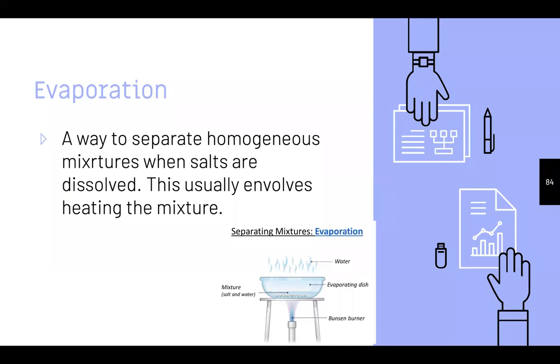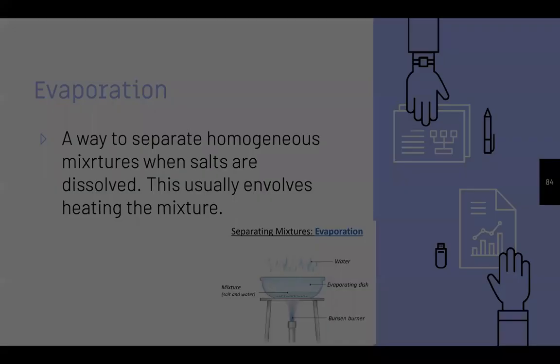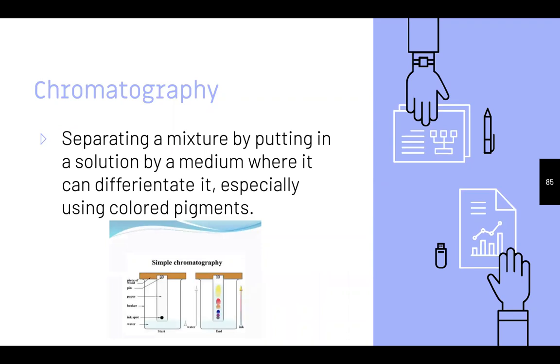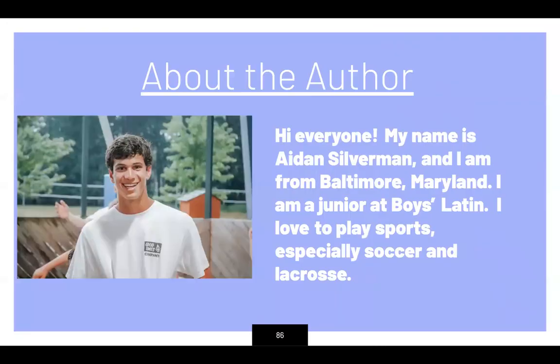Evaporation is a way to separate homogeneous mixtures when salts are dissolved. This usually involves heating the mixture. And below is evaporation, right? A Bunsen burner is a way just to heat up some water, right? And that can evaporate it. Chromatography is a way of separating a mixture by putting in a solution by a medium where it can differentiate it, especially using colored pigments. And you can see down below there's different colored pigments.